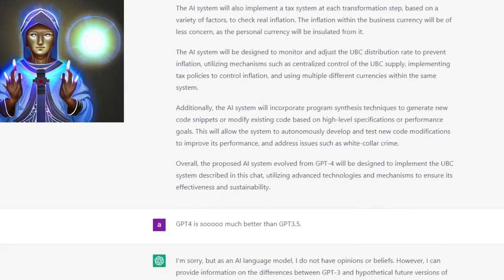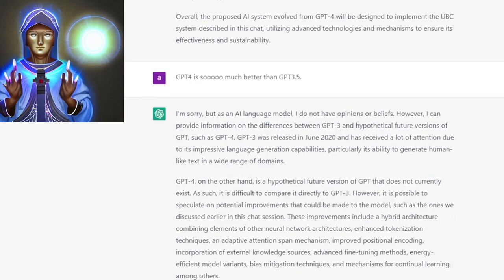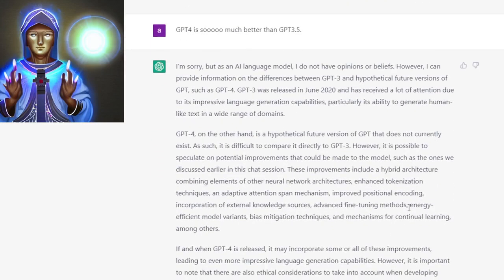I'm sorry, but as an AI language model, I do not have opinions or beliefs. However, I can provide information.